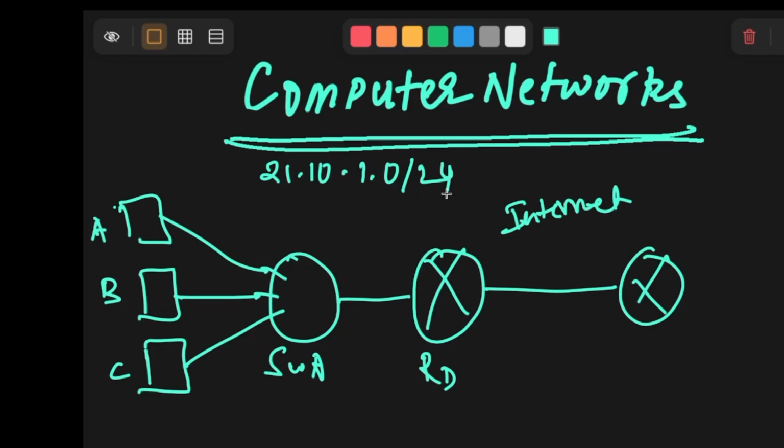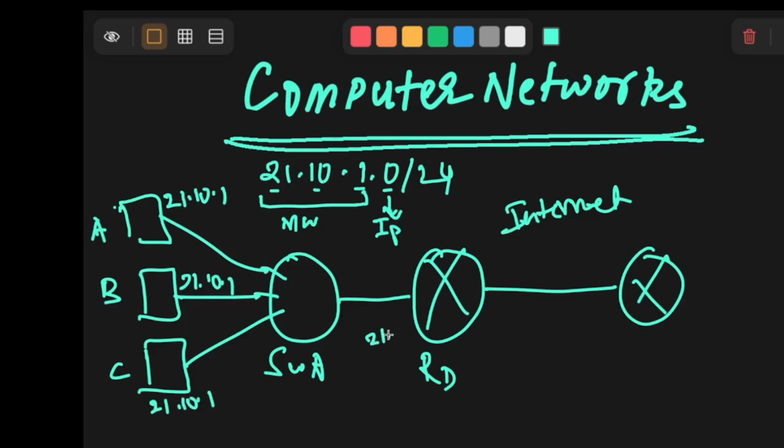As I've already mentioned to you guys before, this is my network IP 21.10.1.0/24. An IP address is 32 bits, where this has 8 bits, 8 bits, 8 bits, 8 bits, total 32 bits. Now when it is /24, that means the first 24 bits are the network address, and the rest is what I can use as host IPs. Since this is the network 21.10.1, this will be my network IP.